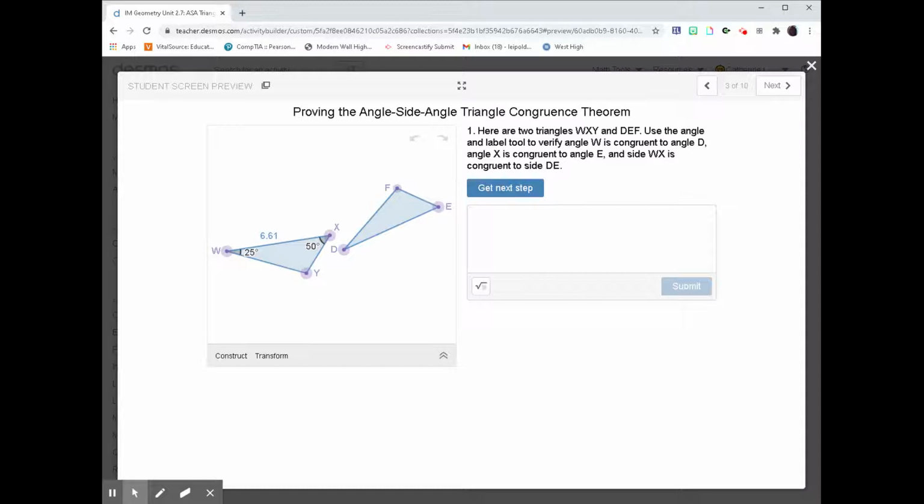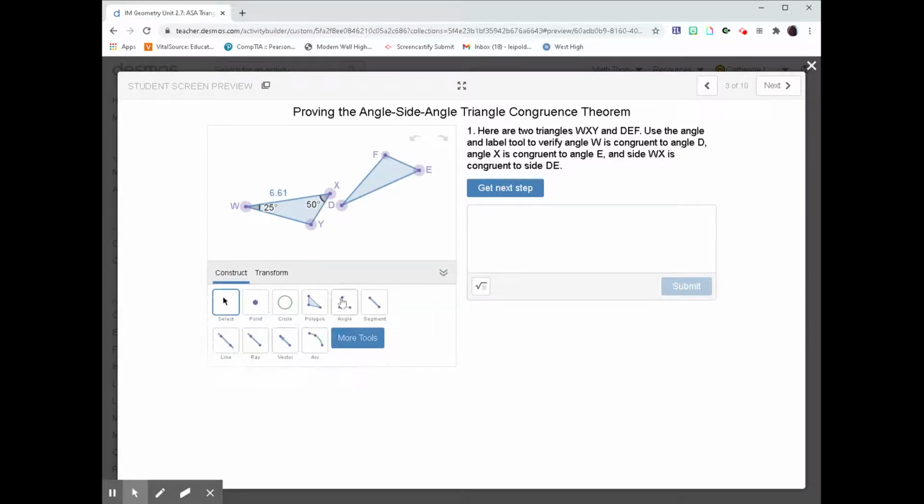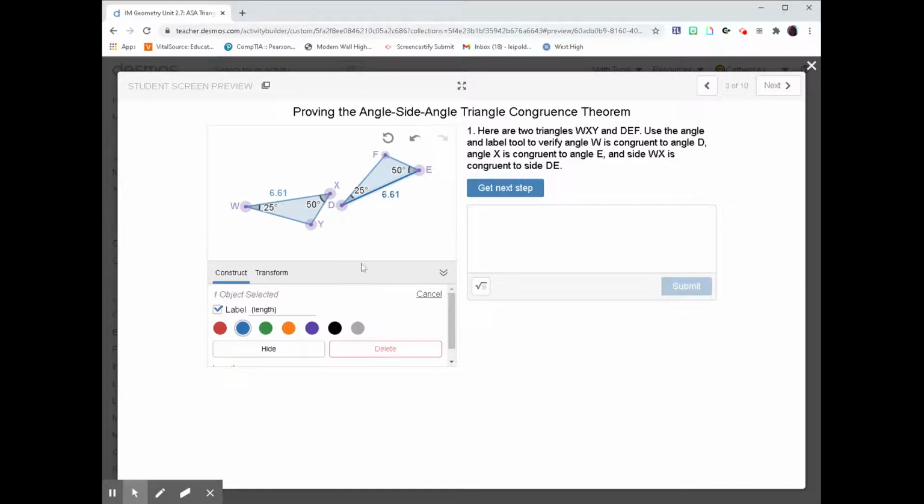The first thing we're going to do is take these two triangles, WXY and DEF, and use the angle and label tools to verify that angle W is congruent to angle D, angle X is congruent to angle E, and also that side WX is congruent to side DE, so that we're getting that angle side angle concept. So let's go ahead and find those angle measures, and then determine the length of the segment between D and E by labeling it. And we notice that yes, indeed, they are exactly the same.